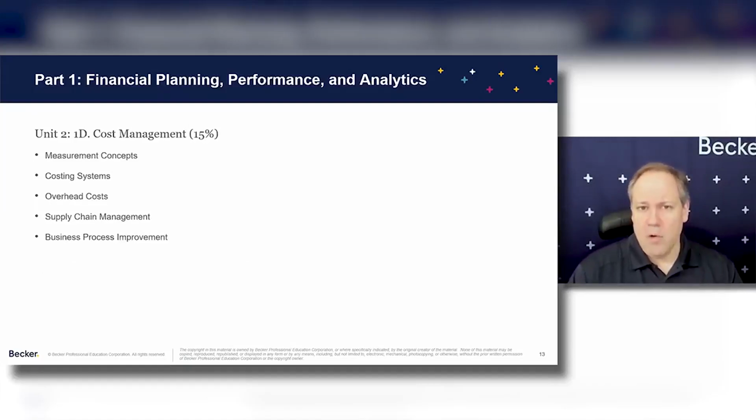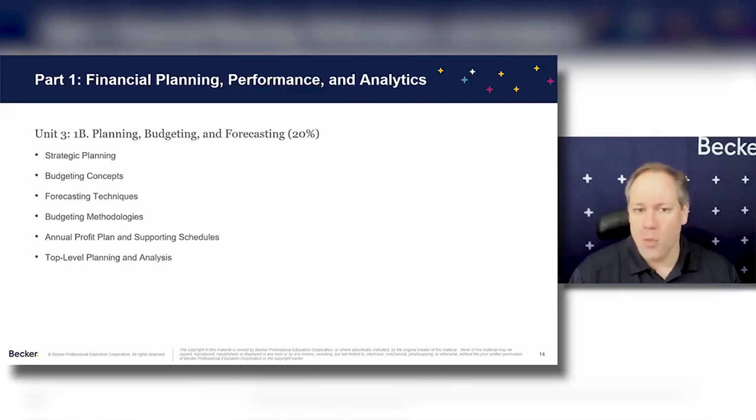Now, in our course, we don't cover the 6 areas in that order. So we don't go from 1A to 1F. And there's reasons behind that in terms of what we believe is the best way to present the material in the right sequence from a teaching and review standpoint. So the next unit for us is actually covering 1D, and that's cost management. And there we cover the concepts of measuring costs, some of the different costing systems, handling overhead. We'll also talk about some processes like supply chain management and business process improvement.